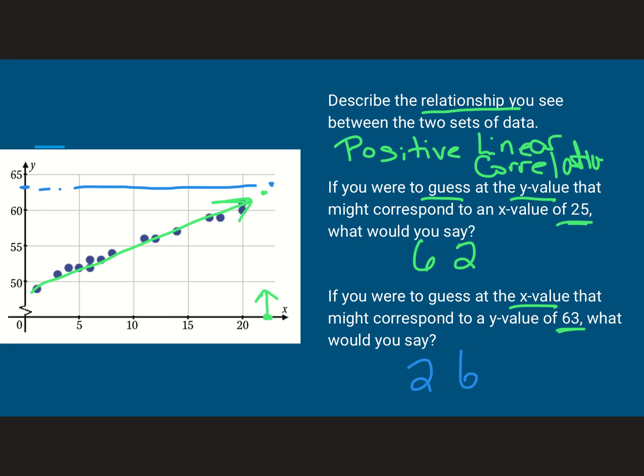So these are things where we're making estimates. Again, we can write the line and then use it and put in the x or y values to find it, or we can just go ahead and make an estimate from our graph.